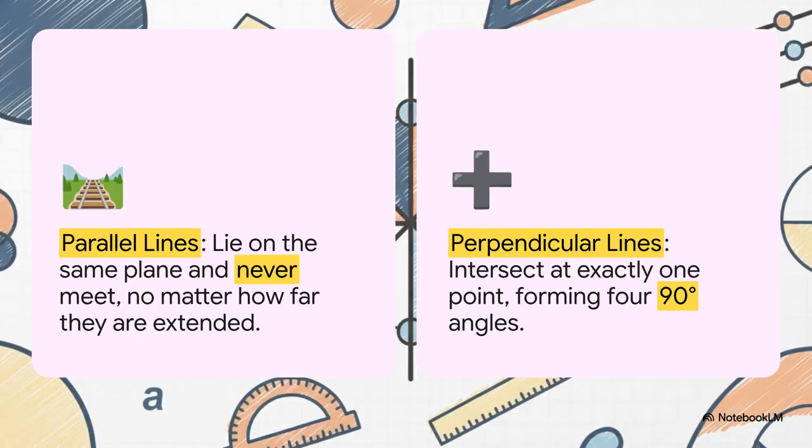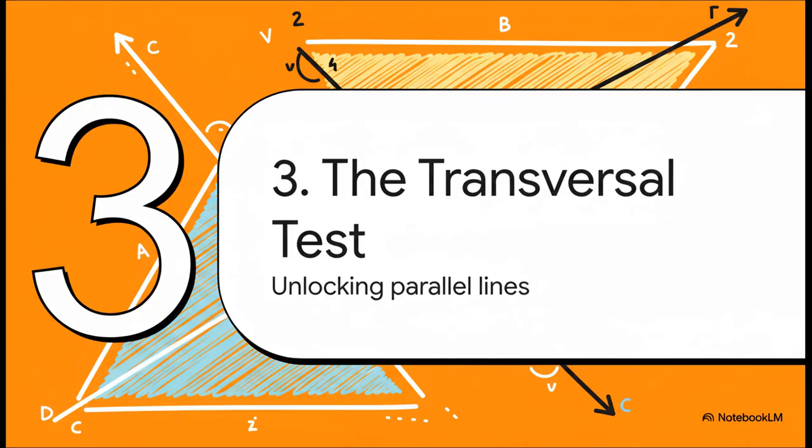And here it is, laid out side by side. The two big possibilities. On one side, you've got parallel lines, kind of like railroad tracks, right? They just keep going, always the same distance apart, forever. And on the other, you've got perpendicular lines. They meet just once, and bam, a perfect four-way 90-degree intersection. Two totally different relationships.